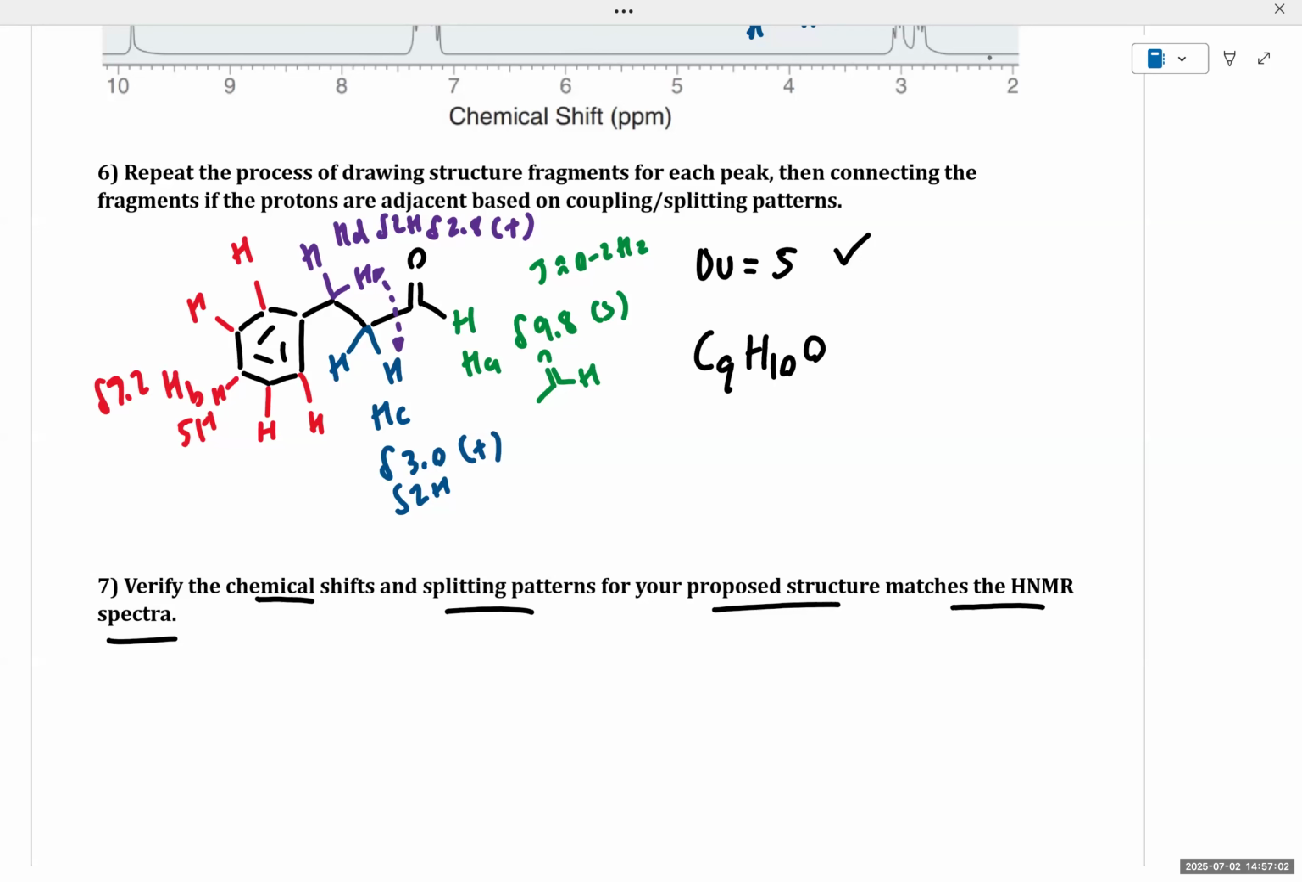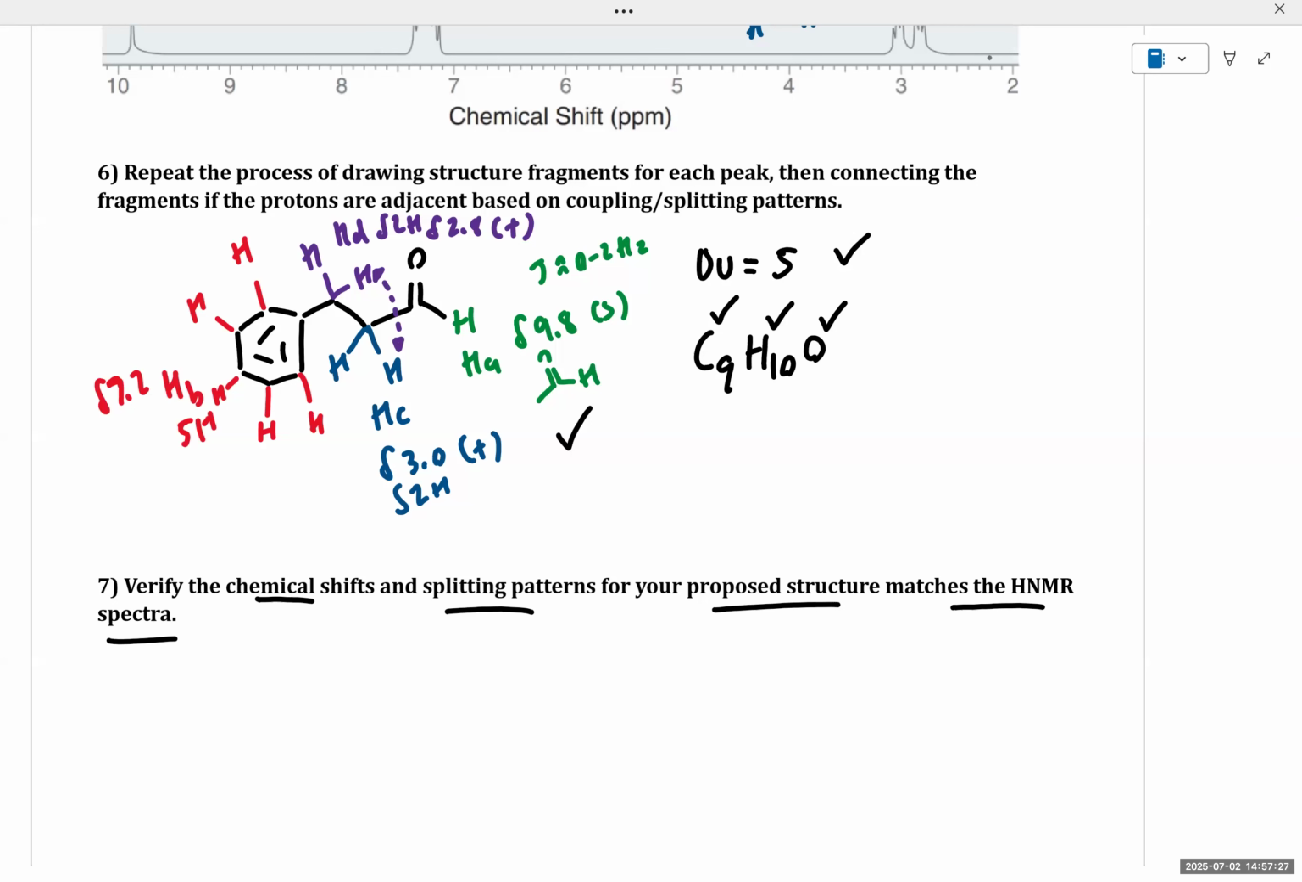C9H10O. We have 1, 2, 3, 4, 5, 6, 7, 8, 9 carbons, 1, 2, 3, 4, 5, 6, 7, 8, 9, 10 hydrogens, and 1 oxygen. So everything checks out in terms of the DU formula, the peak chemical shift, the peak integration, and the peak multiplicity. So this gives us our complete structural assignment for this compound.